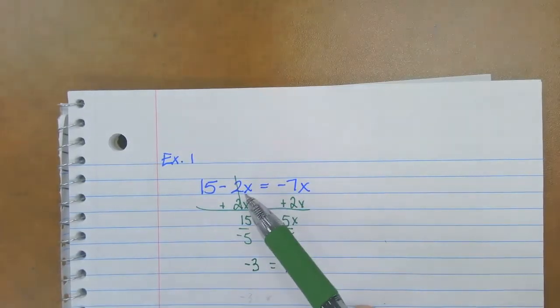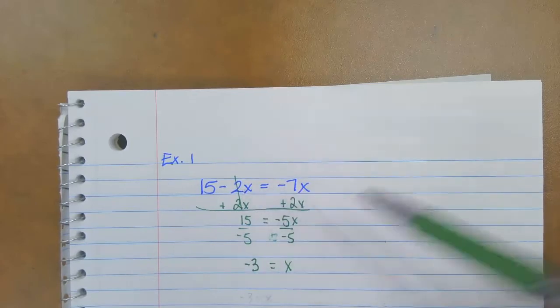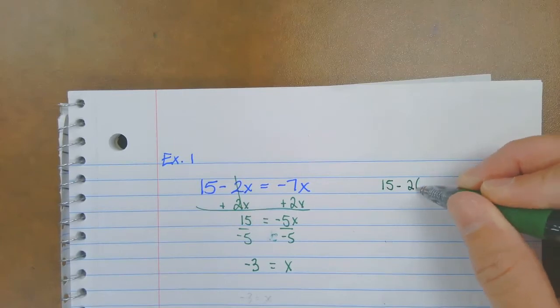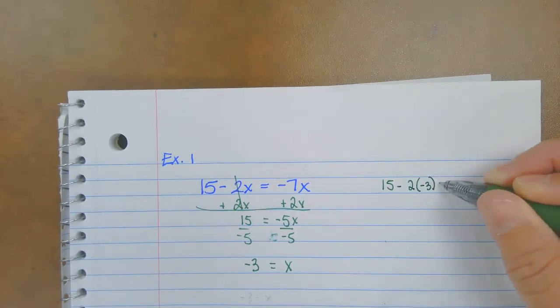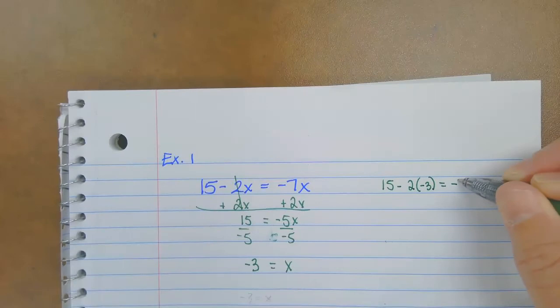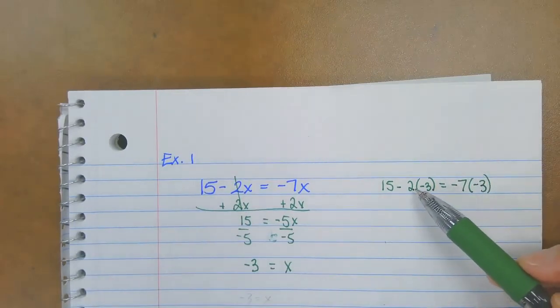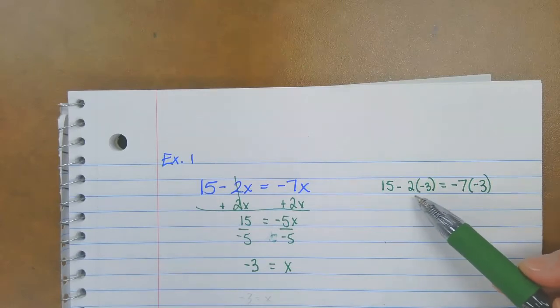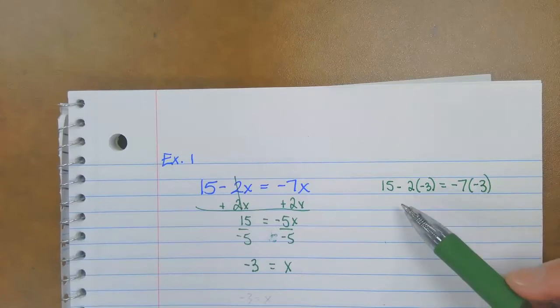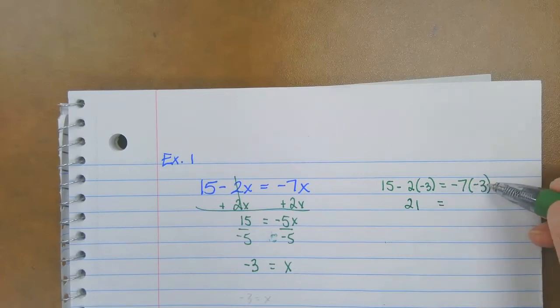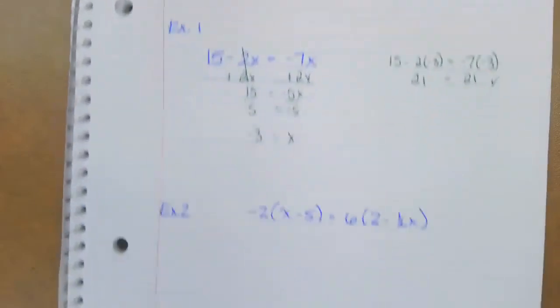How do I check it? I can go back up here and put a negative 3 into my equation. 15 minus 2 times negative 3 should equal negative 7 times negative 3. So let's try this. If we multiply, negative 2 times negative 3 is 6, and 15 plus 6 is 21, and negative 7 times negative 3 is 21. They do equal, so that was my check.